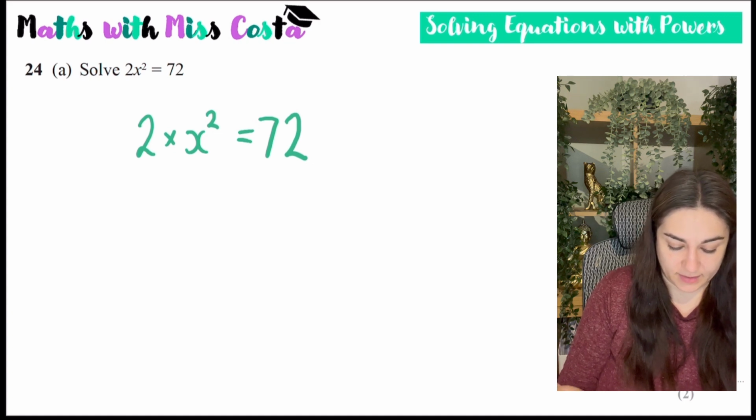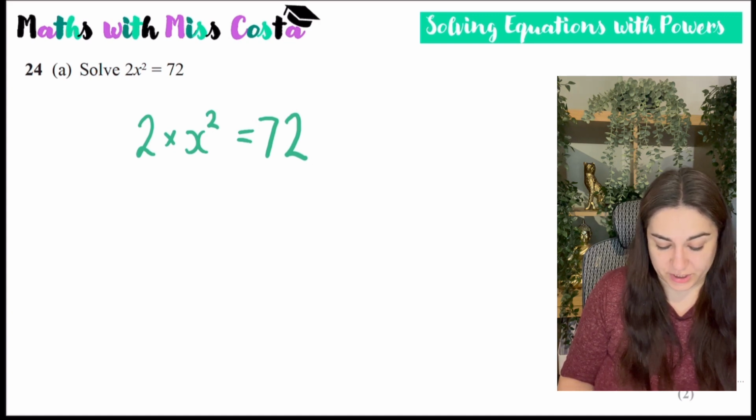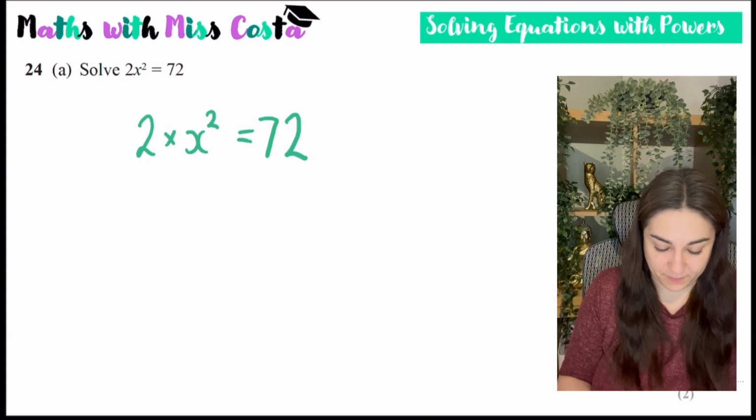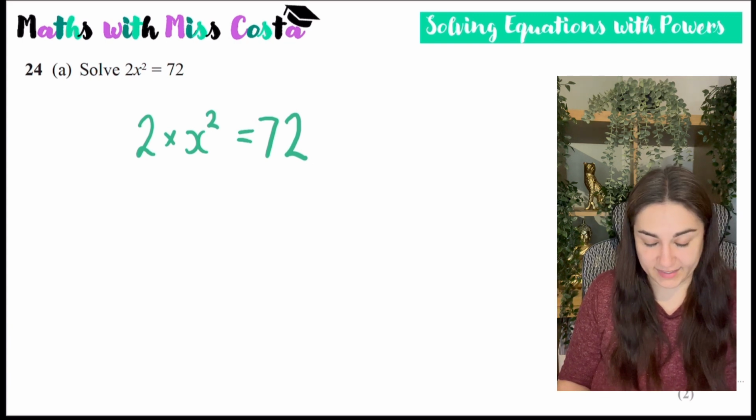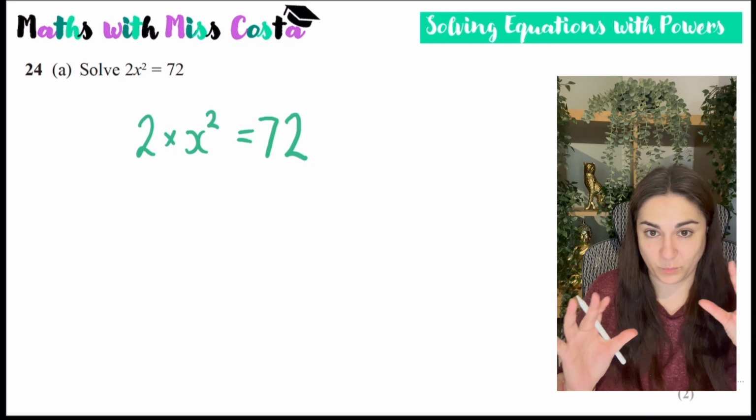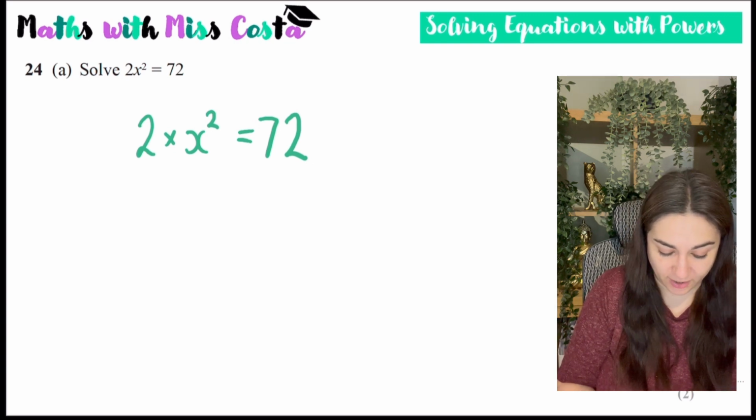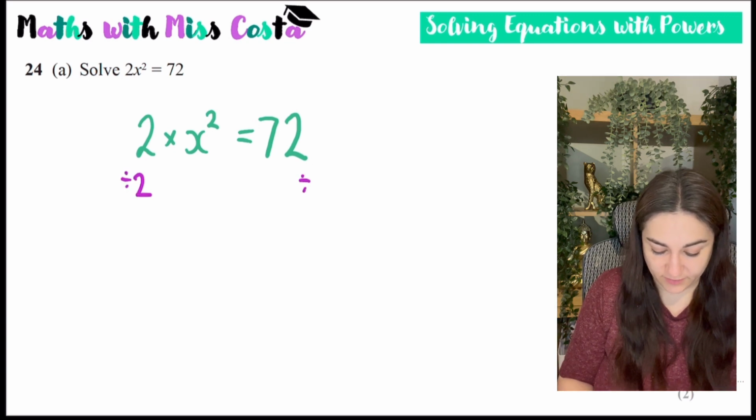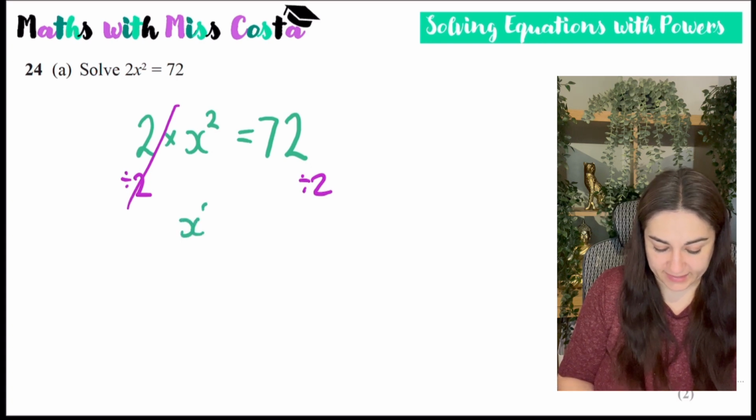First thing I want to do, whenever you're solving, you can imagine, like, put your finger over the x, and anything else on that side we're going to do the inverse function of. So it's being times by 2. So the first thing I do is divide by 2 because that cancels this out. And I'm left with x squared equals 36.